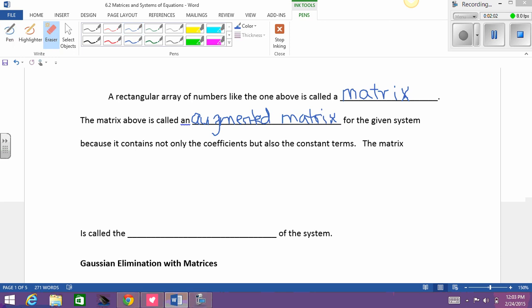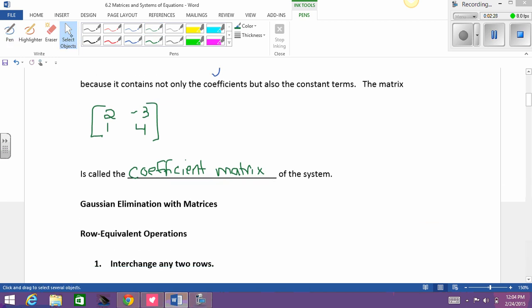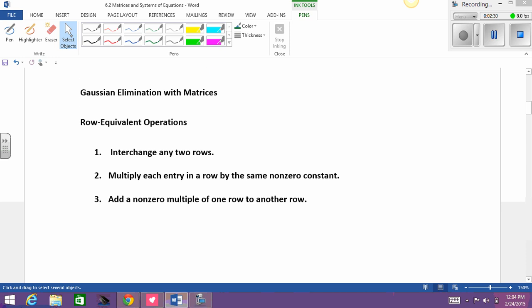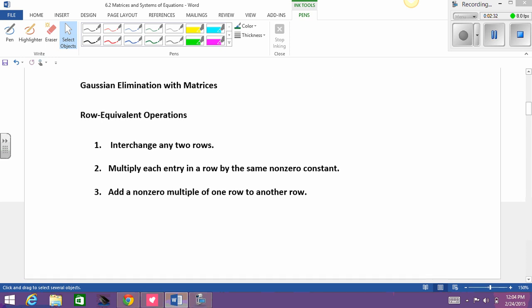If I wanted to look at one that wasn't augmented, we could just look at the coefficients, which were 2 and 1, and then negative 3 and 4. And that's just called a coefficient matrix. So what we're going to do is learn how to use Gaussian elimination with these matrices. And we do have some steps that we follow, and they're very similar to those steps that we did when we were doing them algebraically.